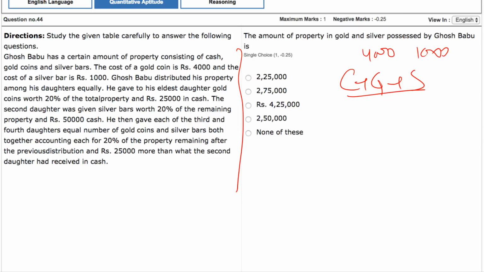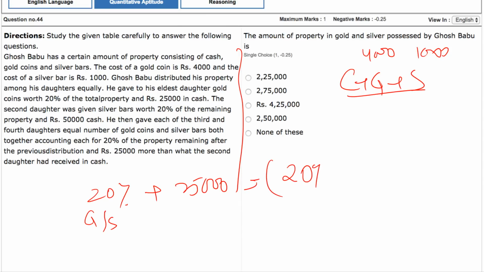And how many daughters? It's distributed among his daughters equally. Now his eldest daughter gets 20% of the total property in gold and silver plus 25,000 in cash. Next, the second daughter was given 20% of the remaining property, whatever it was, and 50,000 cash.